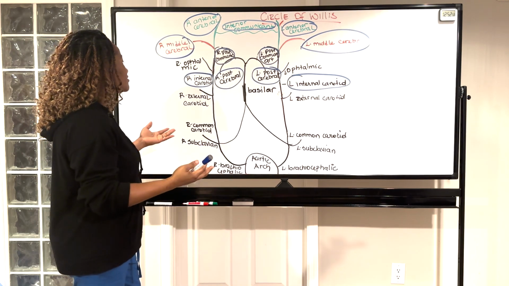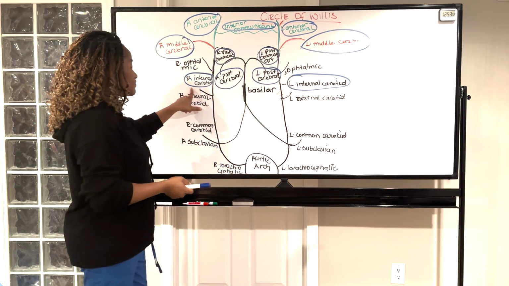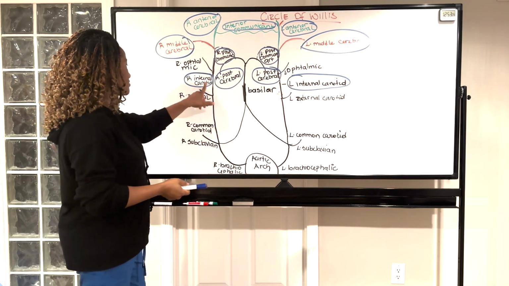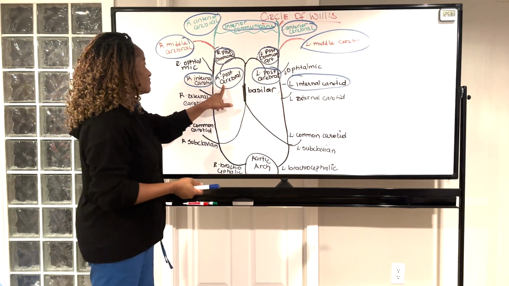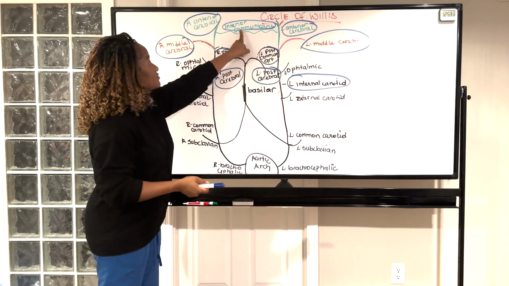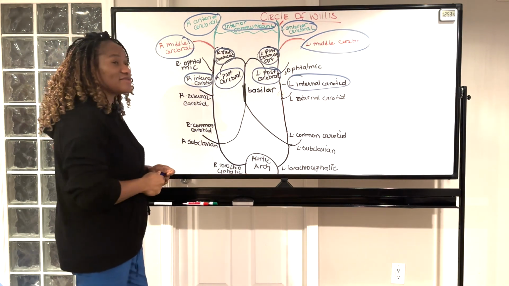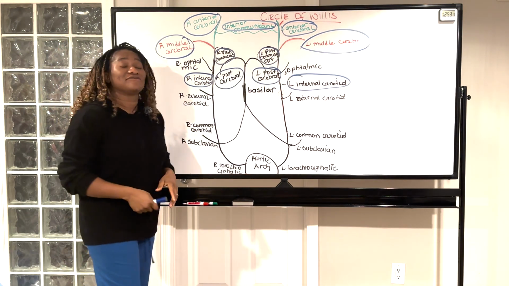So part of the Circle of Willis, we have both internal carotid arteries, both posterior cerebral with their communicant, both anterior cerebral with their communicant, and the middle cerebral artery. And this is the Circle of Willis.